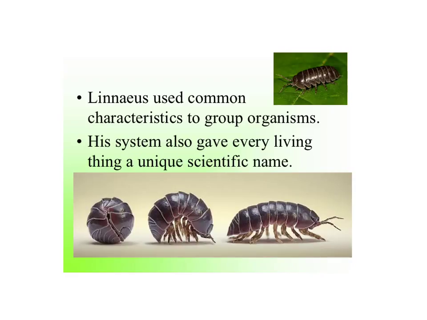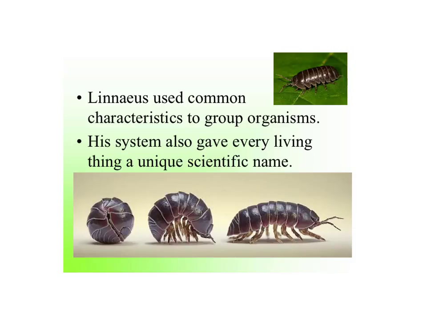To develop his system, he used common characteristics to group organisms. So he looked at their characteristics and he grouped them based on what he could see. The other special thing about his system was that he gave every living thing a unique scientific name. Now, the question might be, what does that matter?